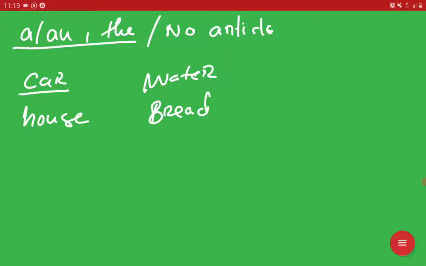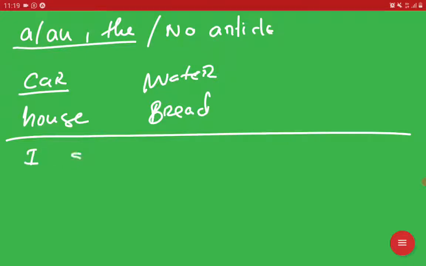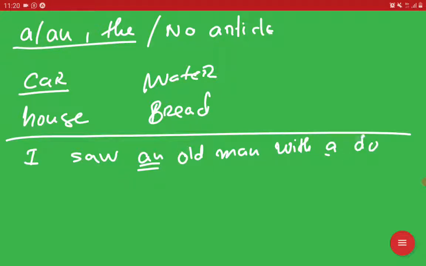So that's the first thing that we need to know. We use A and N with singular countable nouns. Understand what I'm saying, singular. You cannot use them with a plural, but just with singular countable nouns. Let me give one example in a sentence here. I can say, I saw an old man with a dog. So here we've used N and here we've used A. Why did I use an old man and a dog? I'm using these articles because I'm mentioning these things for the very first time. So the first usage of A and N, or indefinite articles, is when you are mentioning something for the first time.